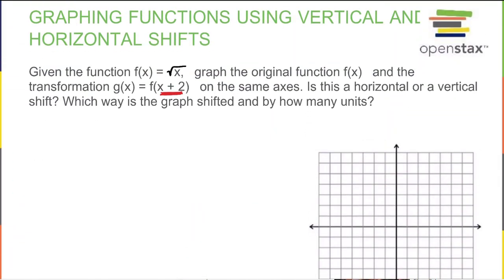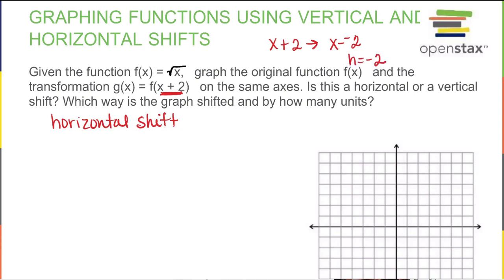So we'll go ahead and answer this. This is a horizontal shift, and it's plus 2, okay? But that doesn't mean the h is positive, because the formula is minus. So what do we subtract to get x plus 2? x minus negative 2 is the same as x plus 2. So in this case, h is negative 2. So it's a horizontal shift to the left.